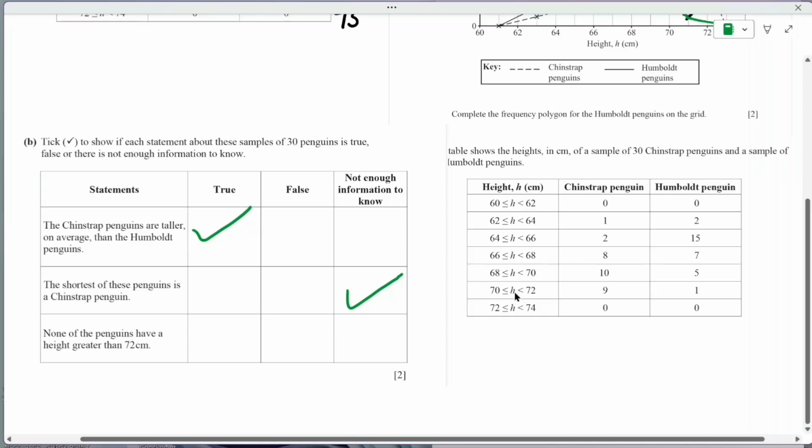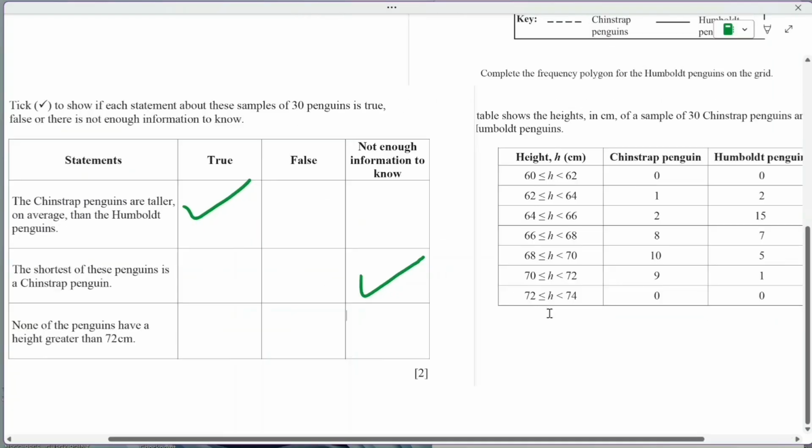The inequality sign is the technicality in this question. This is less than 72. Look at your sign. You can see it's less than 72. On the last line you have height greater than 72, because it says the height is greater than or equals to 72 but less than 74. This is where you have the height greater than 72. And if you look at it, there's no Chinstrap penguin and also no Humboldt penguin. So the answer to this question, which says none of the penguins have a height greater than 72, is true.